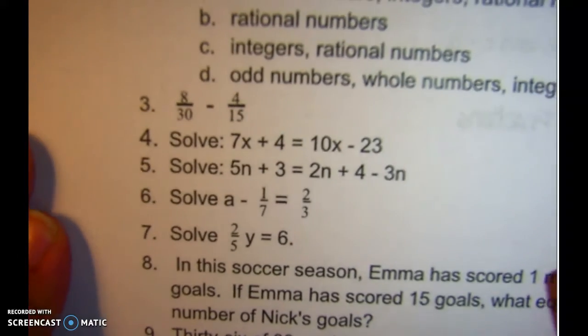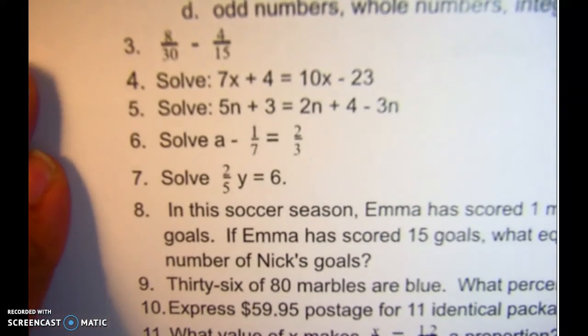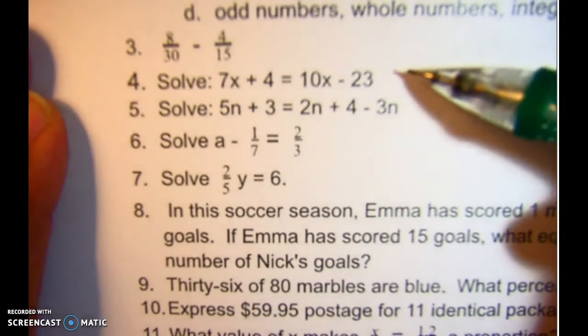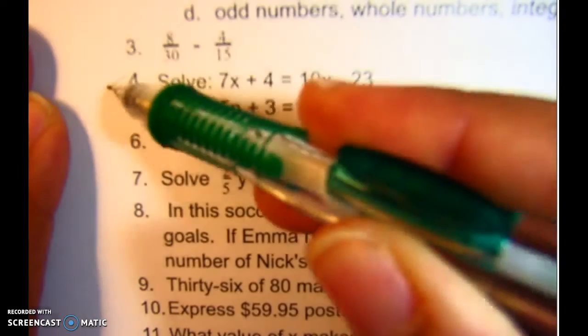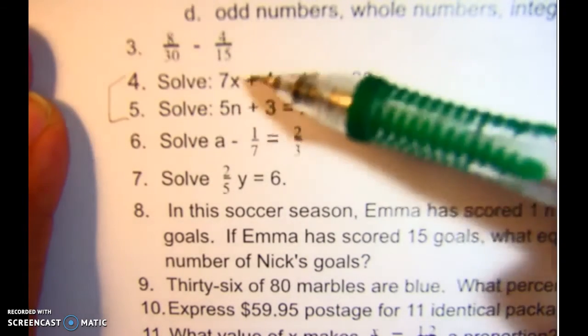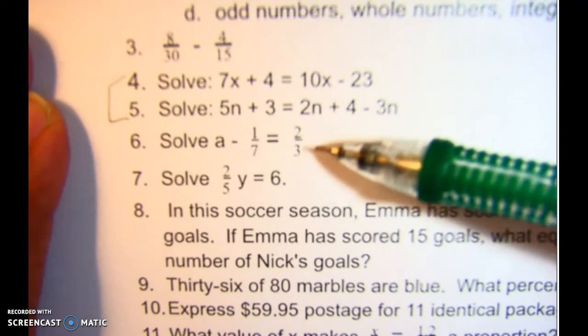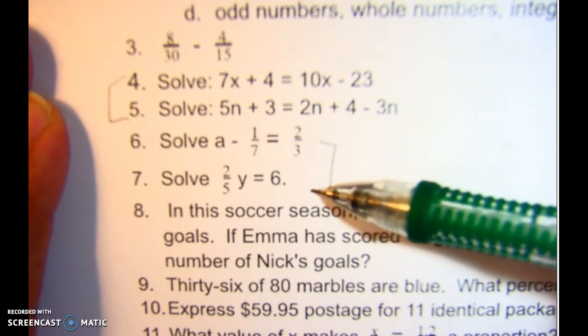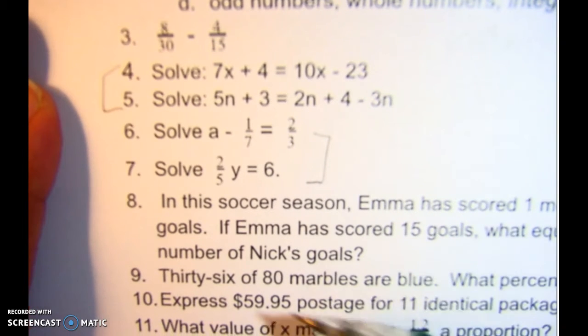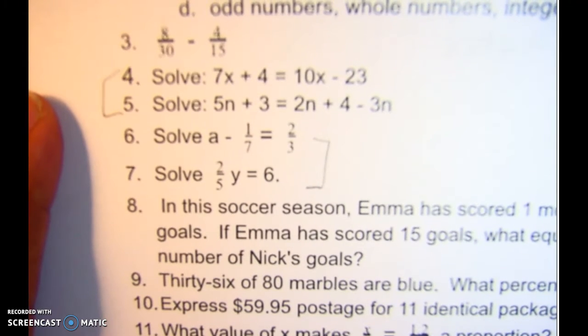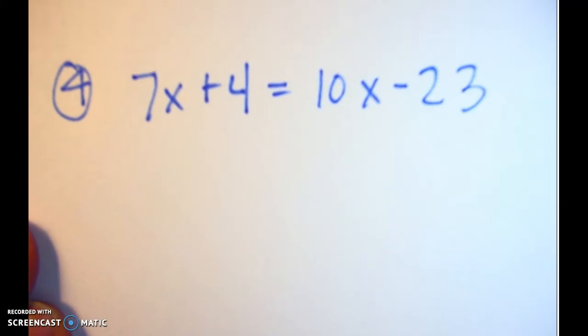So I just thought it'd be helpful to go through a couple of problems on the study guide with you, particularly 4 and 5 where you have variables on both sides of the equation, 6 and 7 where you have fraction equations, and then if we have time we'll get to some of these other ones. So for number 4, this is number 4 from the study guide.